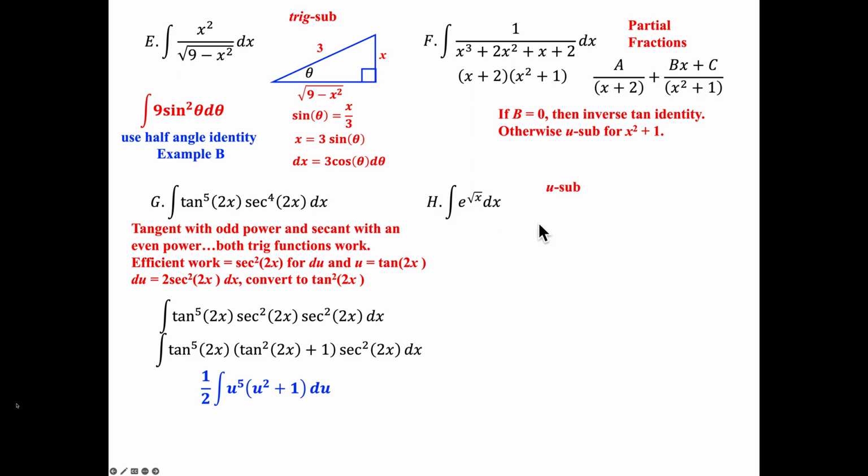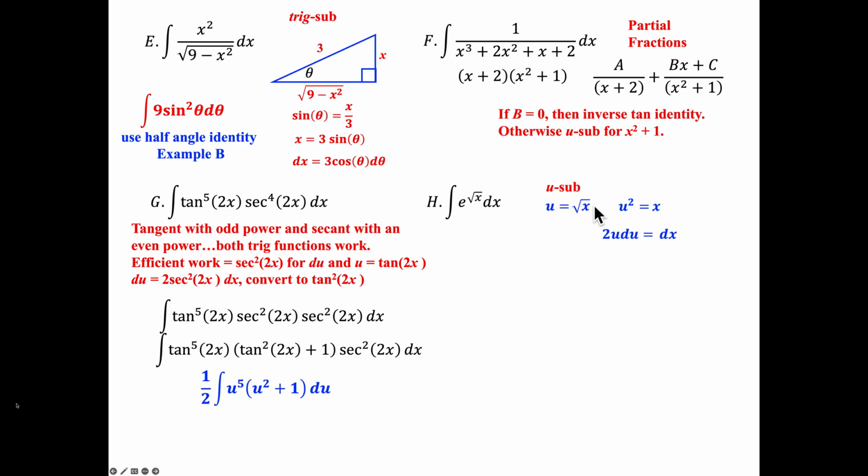Kind of sneaky here. It's a u sub. We're going to let u equal the square root of x. And I'm going to let u be squared, and I'm going to square the square root. So u squared is equal to x. And now I take the derivative to get to dx. I had to get rid of the square root here.